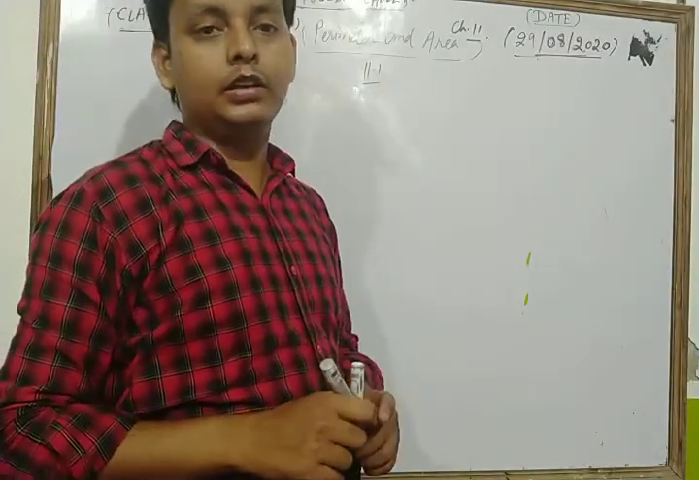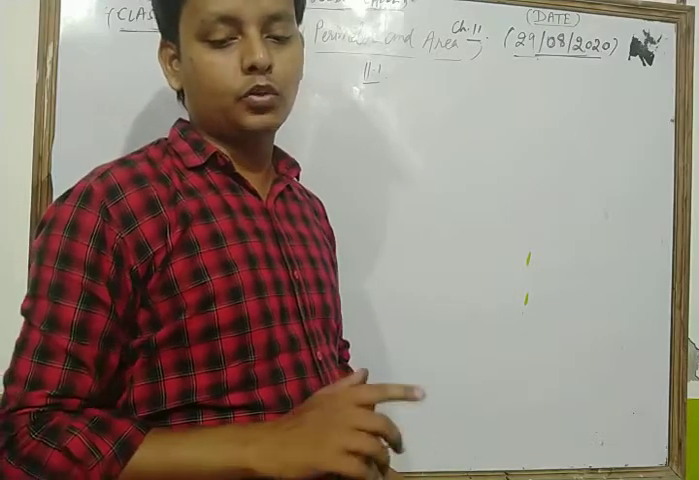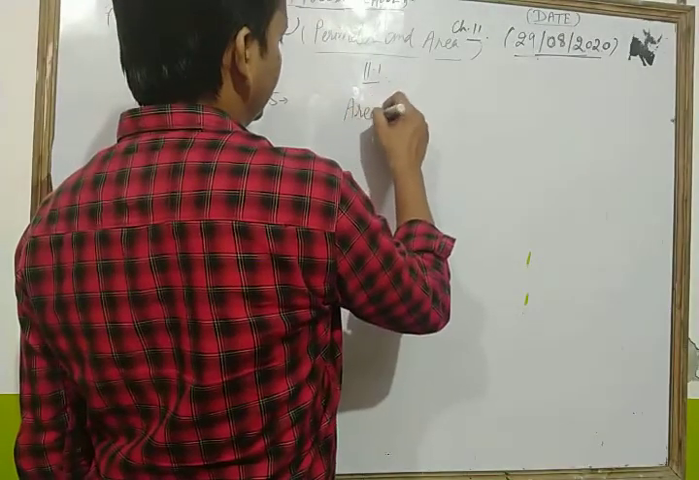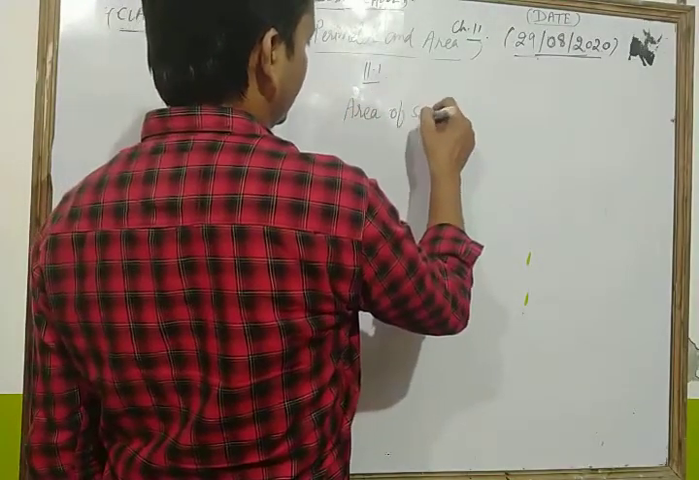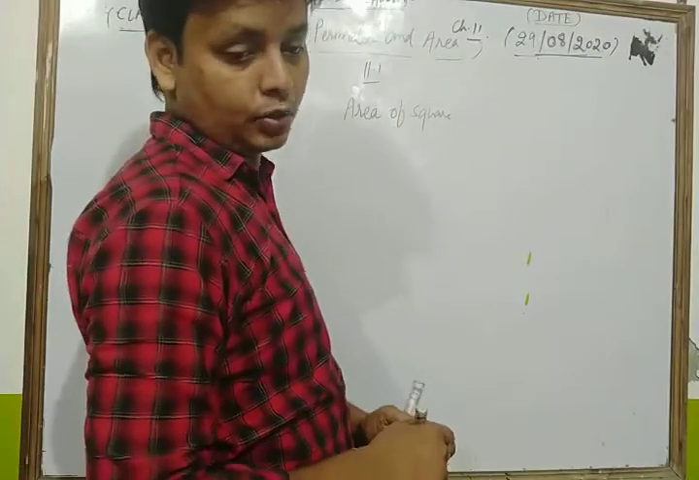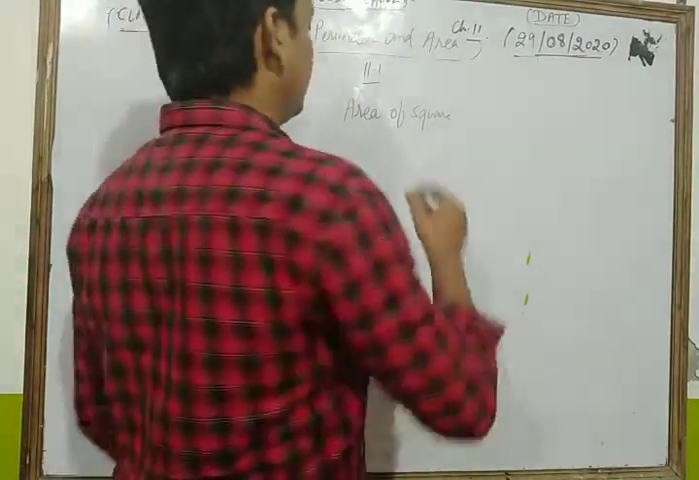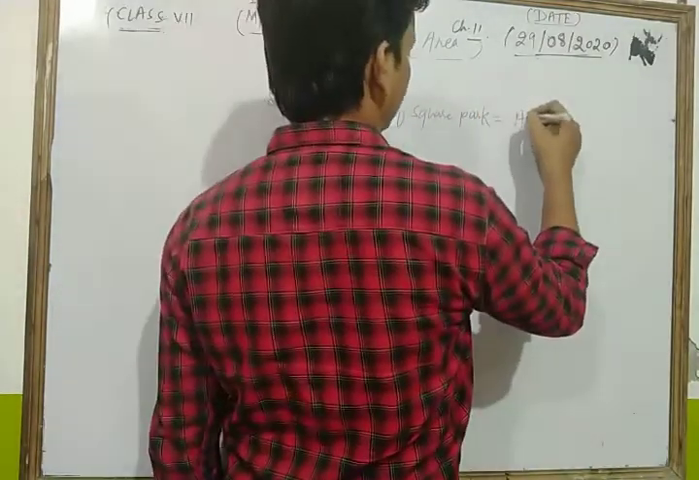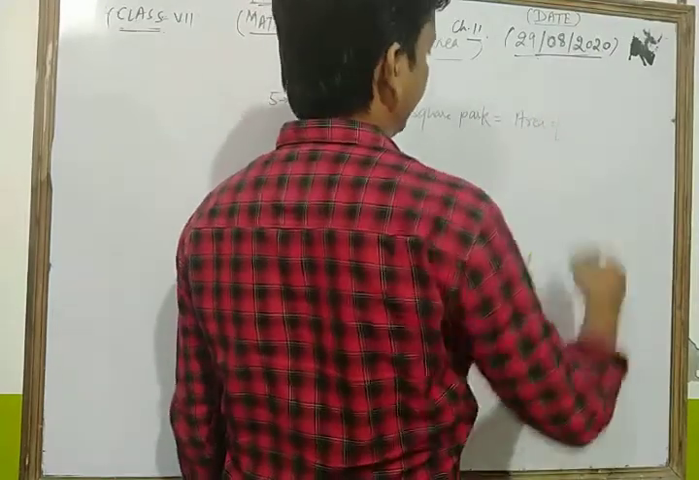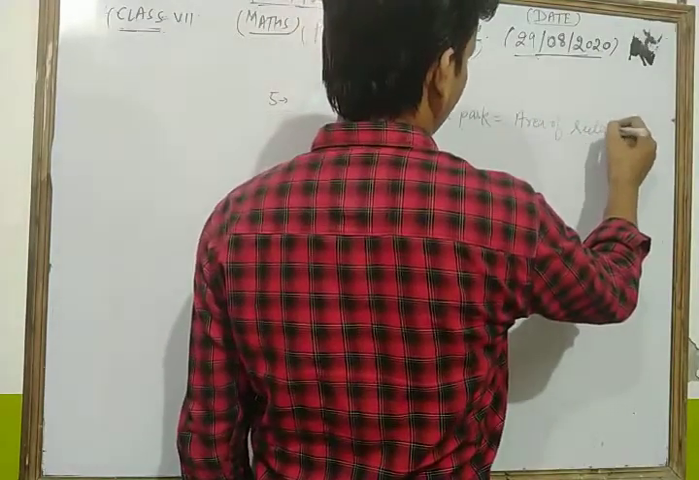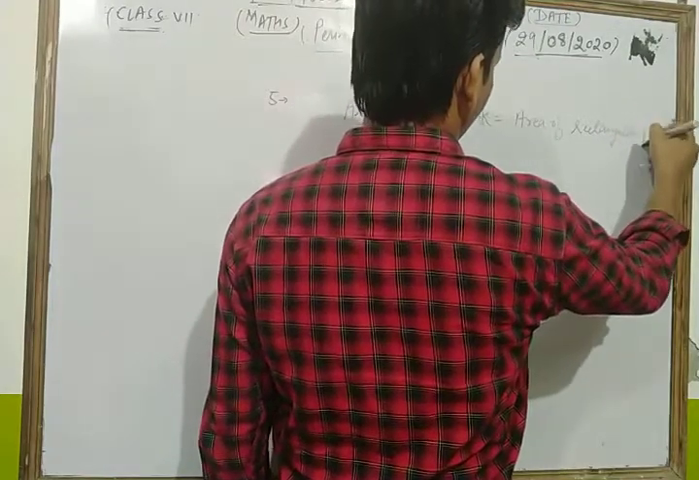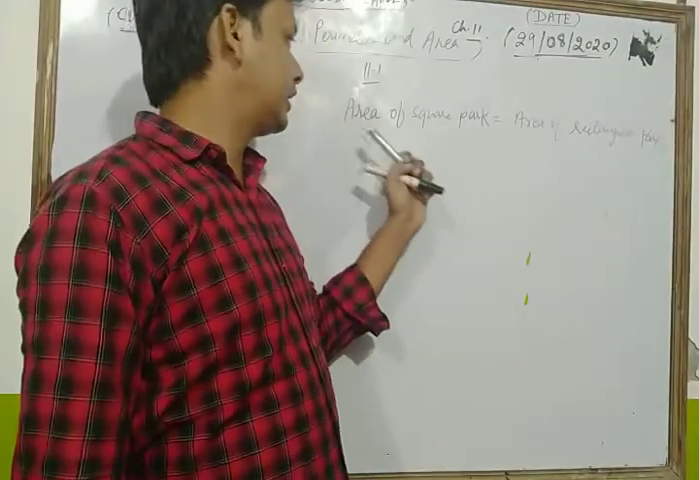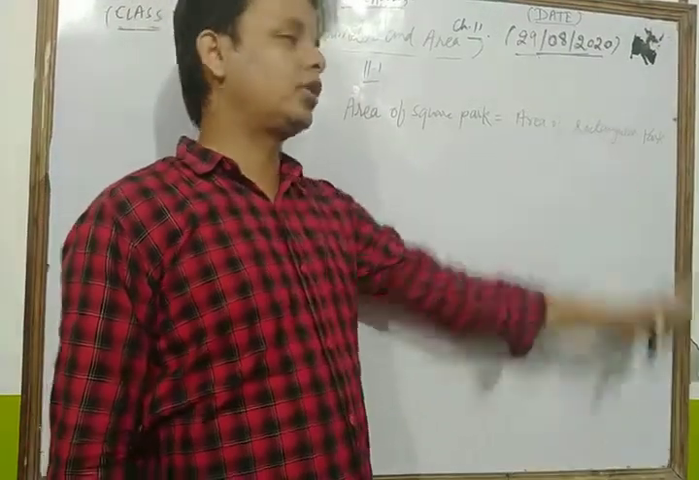The area of a square park is the same as the rectangular park. Please listen carefully, dear students. It means that according to the statement of the question, the area of the square park is equal to the area of the rectangular park. This is given, dear students, that the area of the square park is equal to the area of the rectangular park.